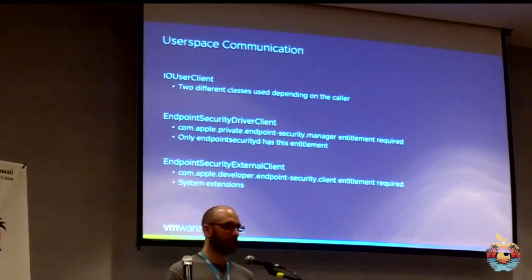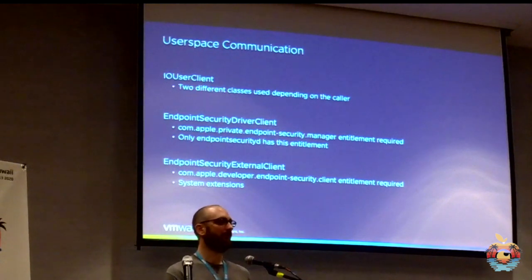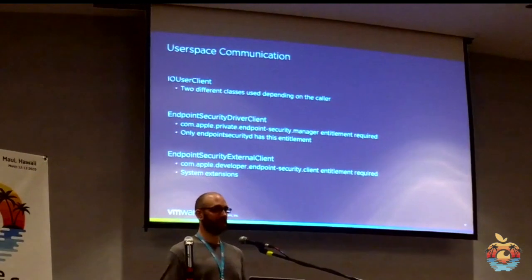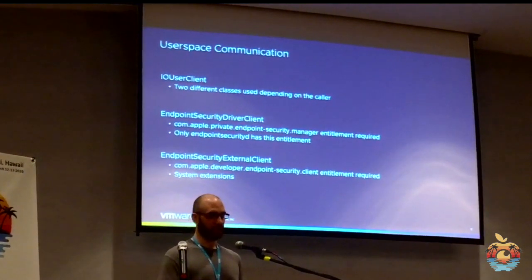The second user client class is EndpointSecurityExternalClient. It still does require an entitlement. In this case, it's com.apple.developer.endpoint-security.client. This is the entitlement that, if you're a developer and you want to write an endpoint security system extension, you're essentially applying to Apple for. It has to be granted, and your system extension then is the one that has this so it can connect and communicate.